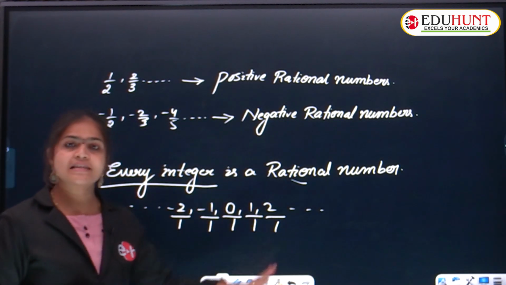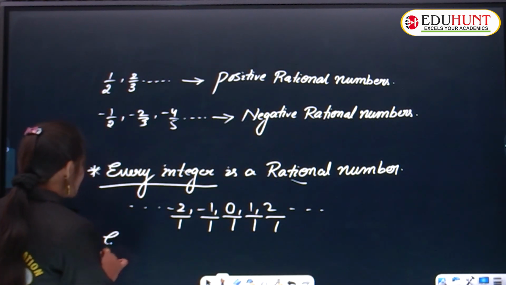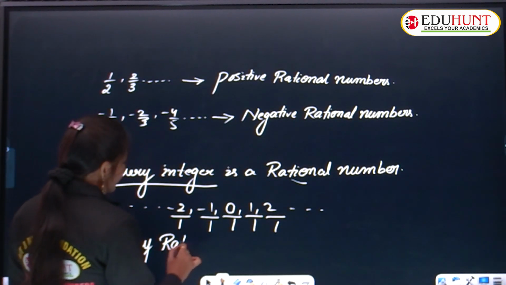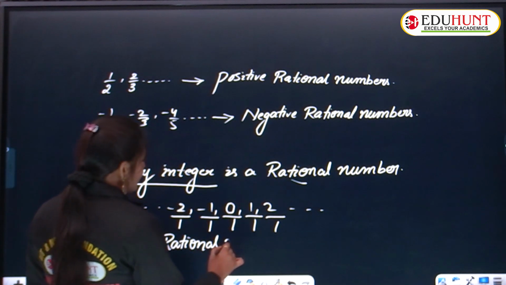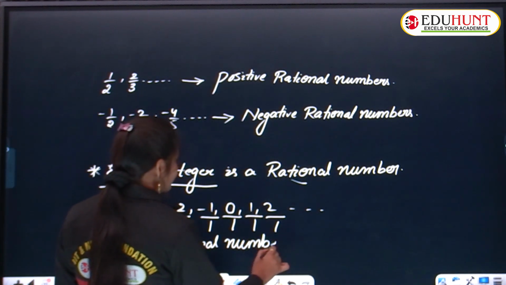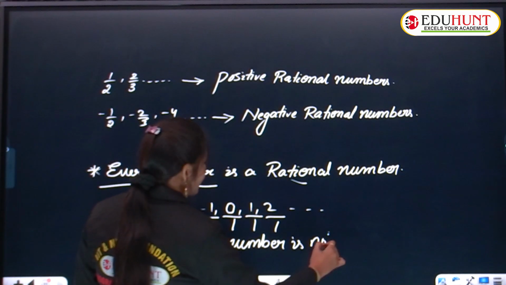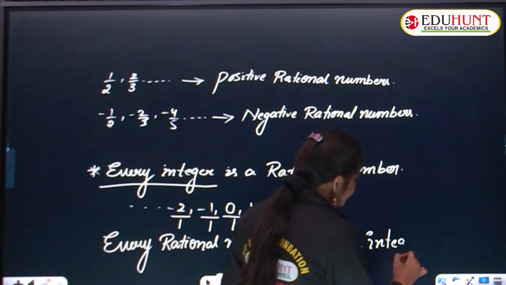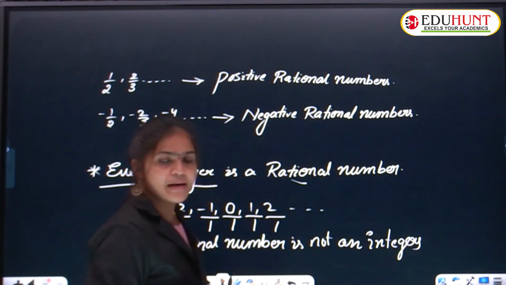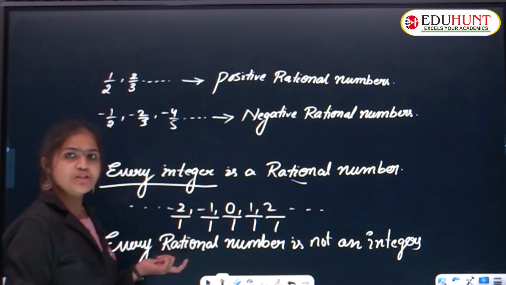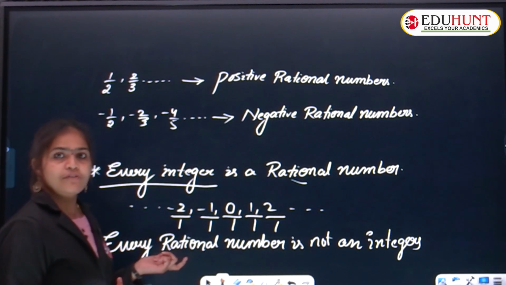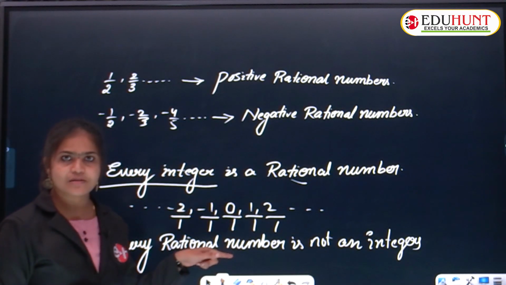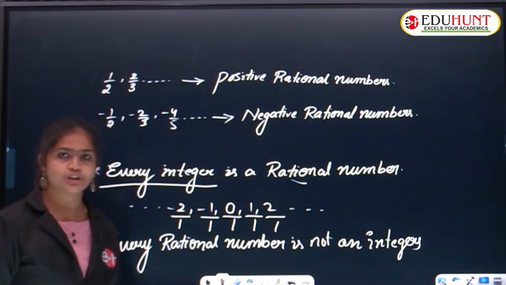And its converse is not true. What is that? Every rational number is not an integer. Why? Because integers means positive numbers, negative numbers, and 0 only. Rational numbers means those in fraction form. Fraction form is not there in integers, no? That's why this is the condition.